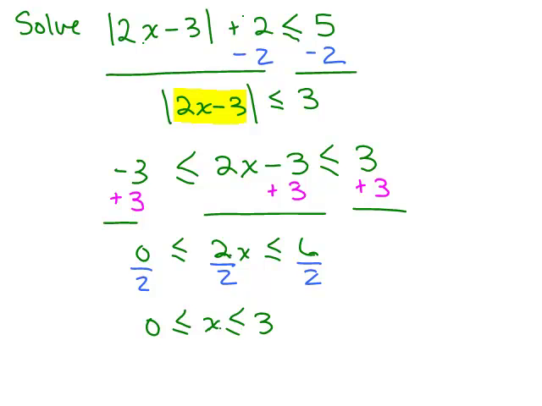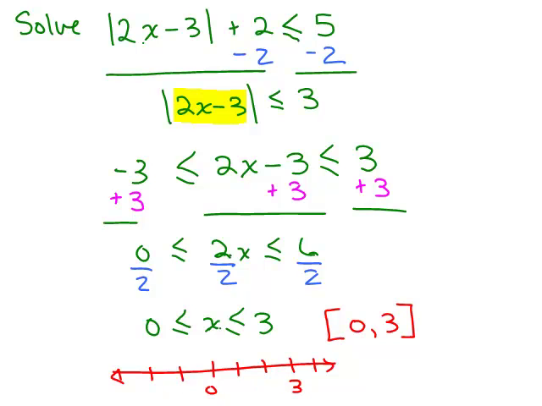So how would we write that in interval notation? It's in between 0 and 3. If we were going to graph the solution, let's say this is 0, 1, 2, and 3, it would be in between 0 and 3.